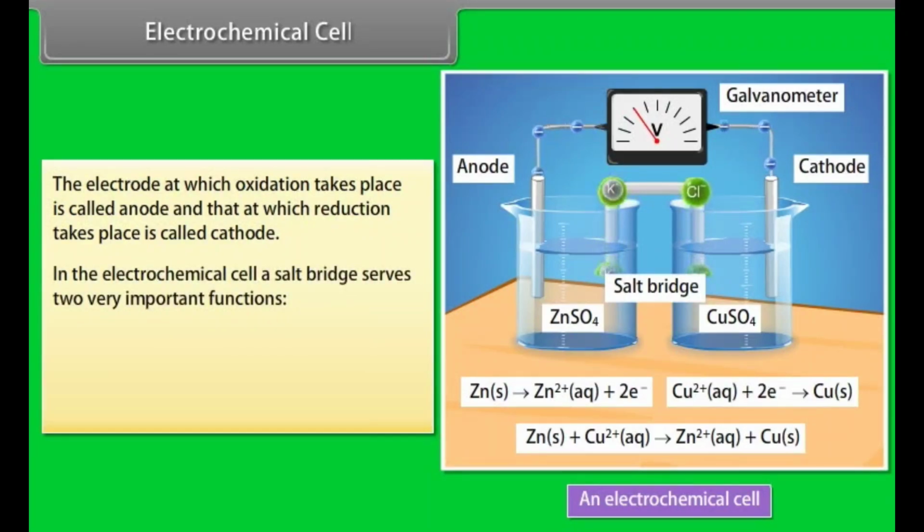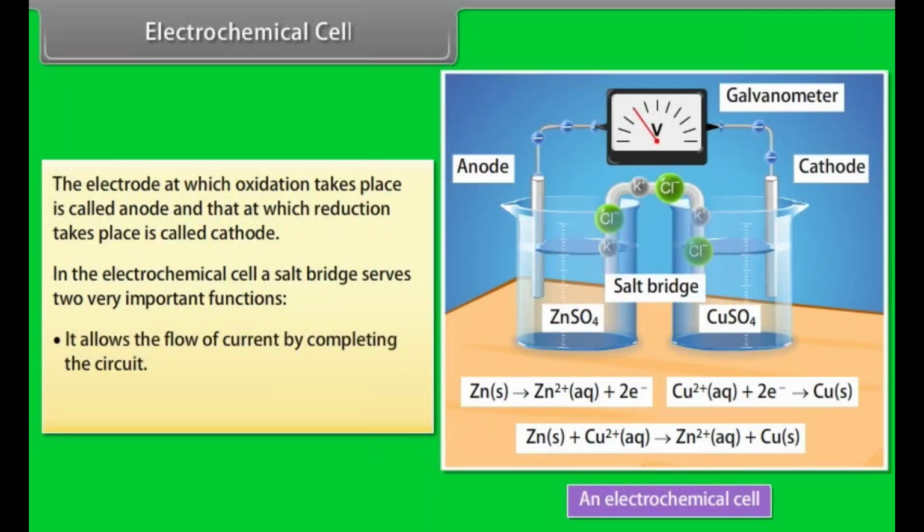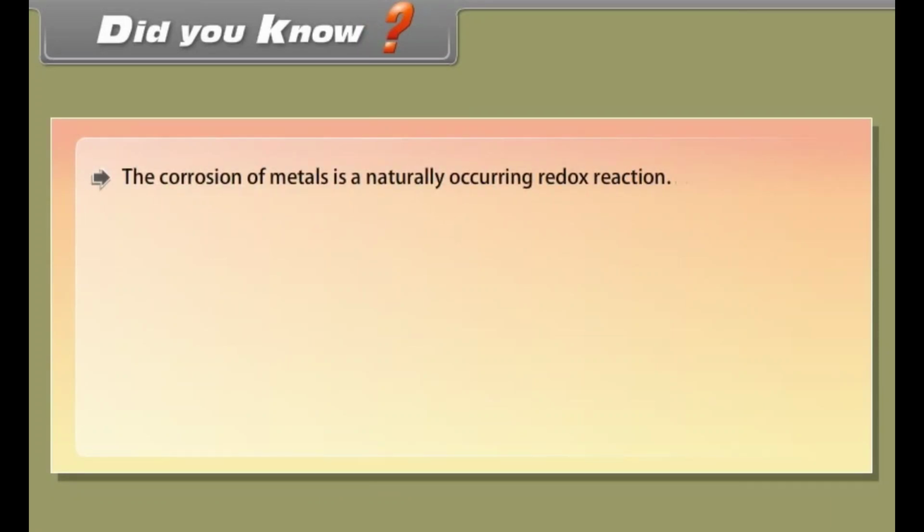In the electrochemical cell, a salt bridge serves two very important functions. It allows the flow of current by completing the circuit. It maintains electrical neutrality. Did you know? The corrosion of metals is a naturally occurring redox reaction.